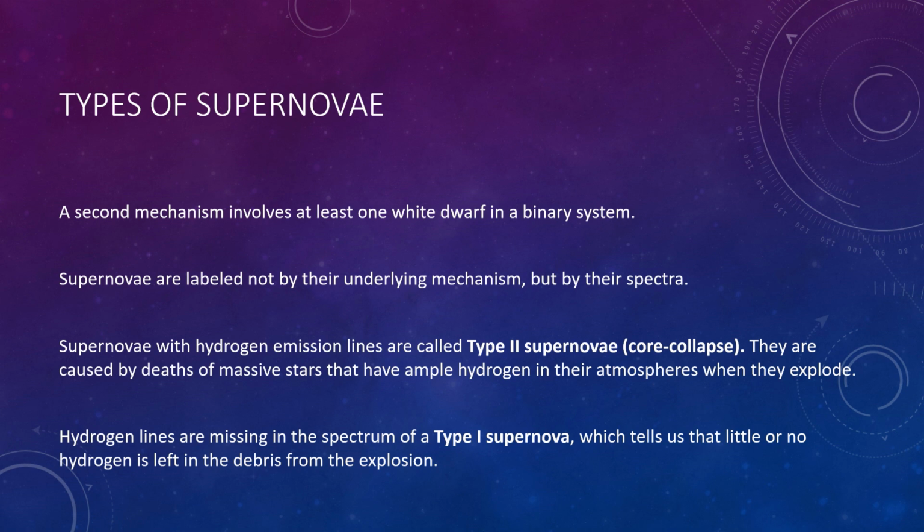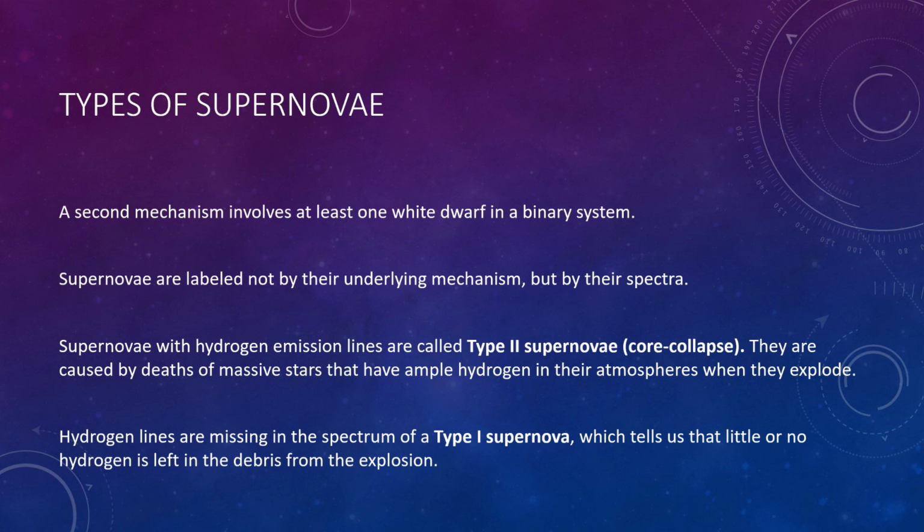The first indication that there were different types of supernova came from their different spectral lines. As a result, supernovae are labeled not by their underlying mechanism, but by their spectra. Supernovae with hydrogen emission lines are called type 2 supernovae. These are core collapse supernovae of the sort that we've just described. So core collapse supernovae are called type 2 supernovae.